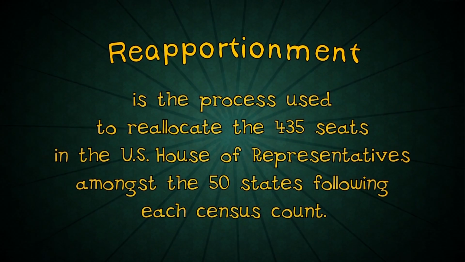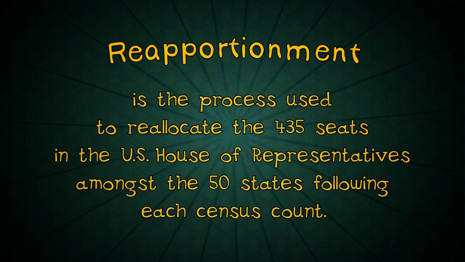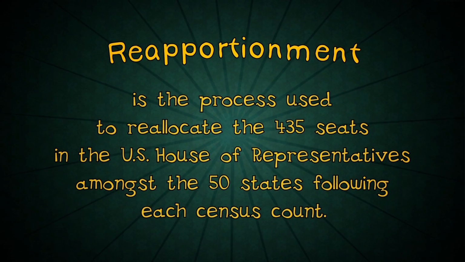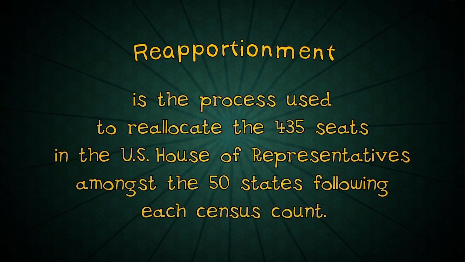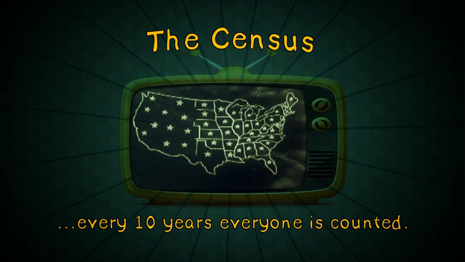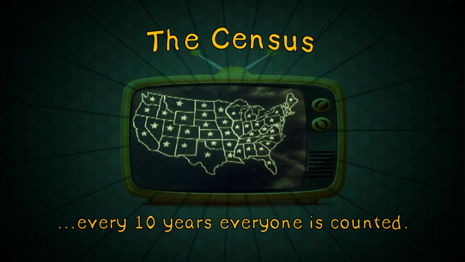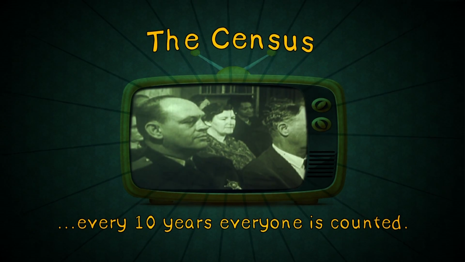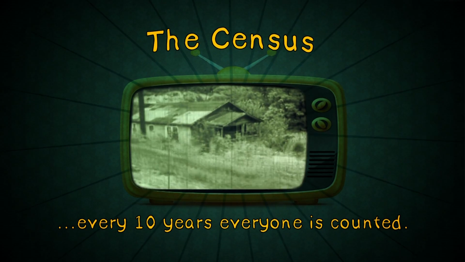The first process we mentioned is reapportionment. Every 10 years, the U.S. Census Bureau counts every person in the United States through a process called the census. This count gives us a snapshot of how many people there are in the U.S. on any given date and where they live.